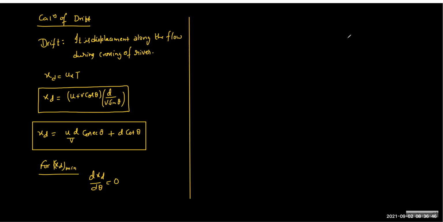So we have to find the theta value also. When you're differentiating, what are you getting? Okay, let me do this. Sir, I am getting minus d minus cosec theta into cot theta, plus d minus cosec square theta equals to 0.